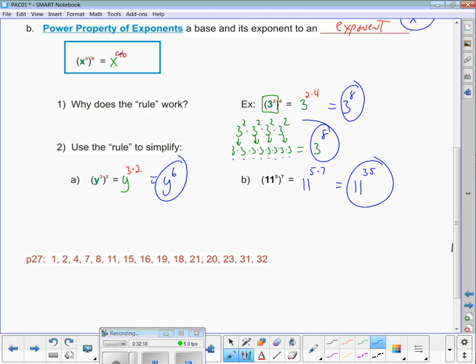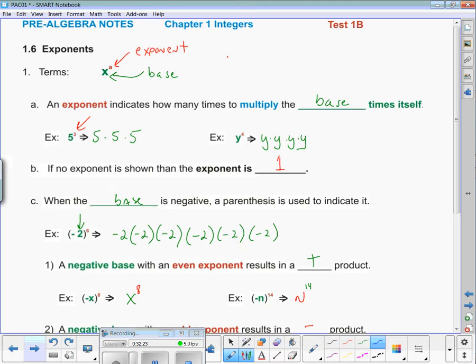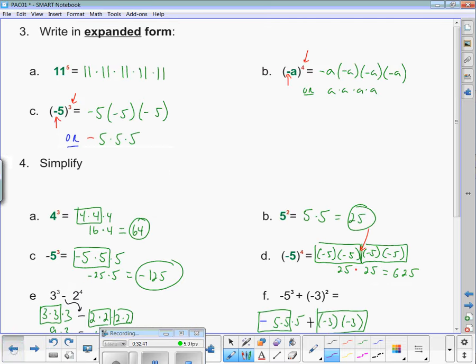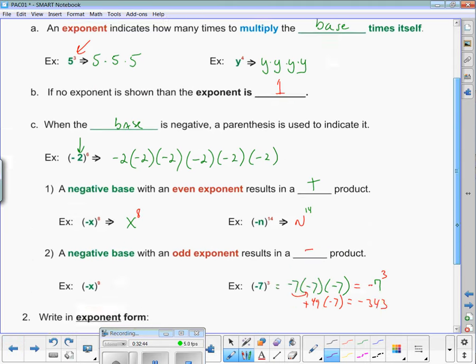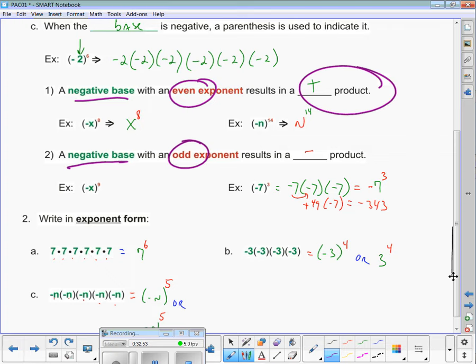All right, I've covered a lot and I've taken a lot of time, so let me very, very quickly go back and review. Don't forget, you've got the exponent and its base, and the exponent tells you how many times to multiply the base times itself. And we did that. Then we talked about this. Negative base, even exponent. What's the product? Positive. Negative base, odd exponent. What's the product? Negative. Again, I know that's a little tricky, but you guys can get it.